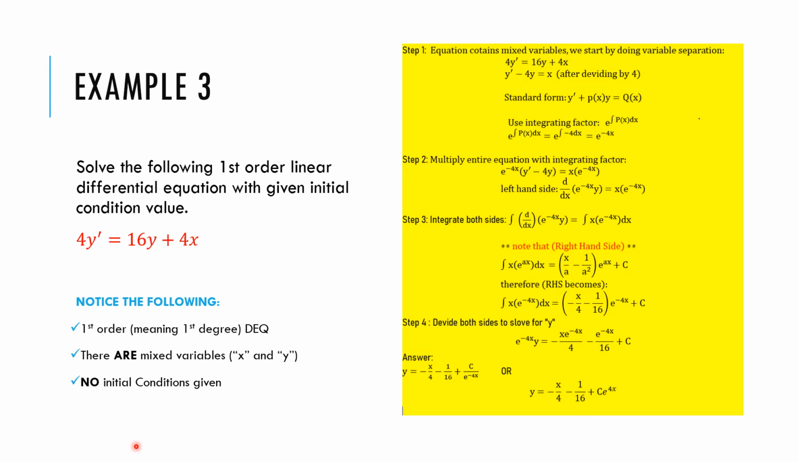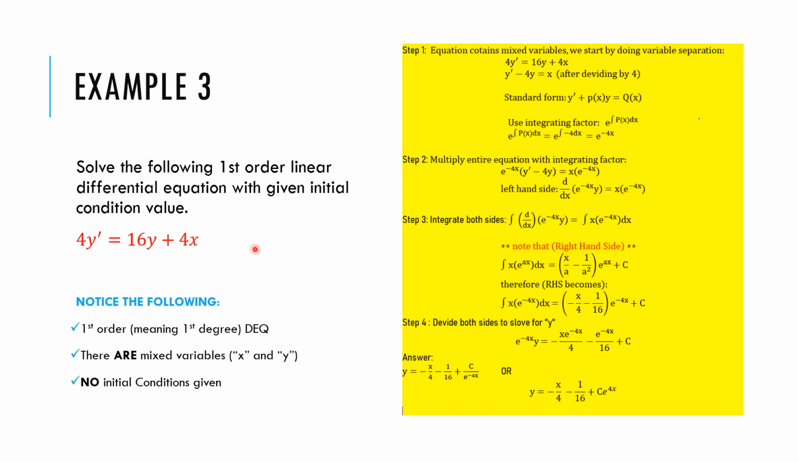Okay, guys. In this third example, we are given another mixed variable first order linear differential equation. If we do our check, this is indeed a first order linear differential equation because you can see here you are only given 4 times y prime. So it's a first order. You can see that there are mixed variables. You have y's and you have x's. And of course, you are not given any initial conditions.